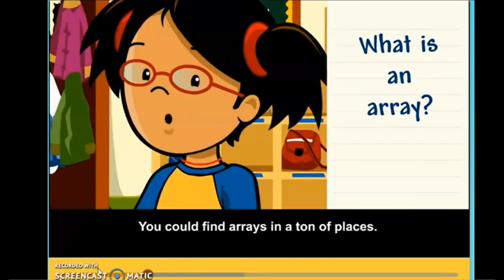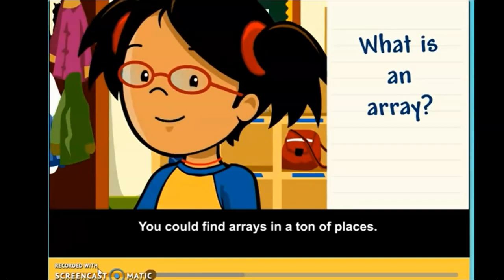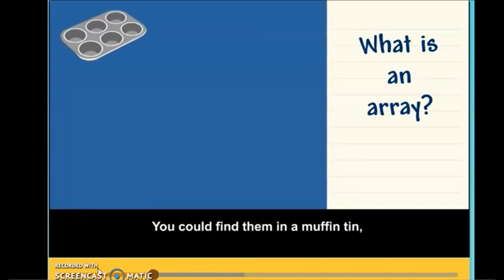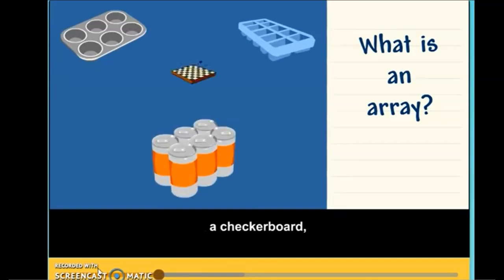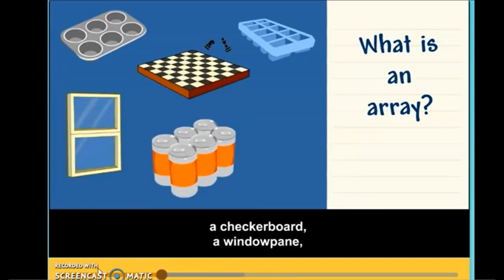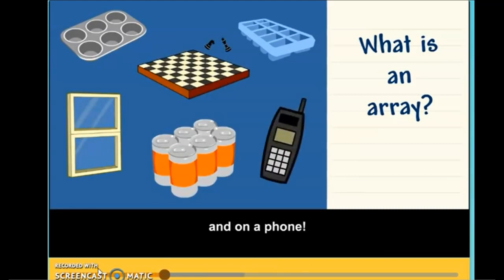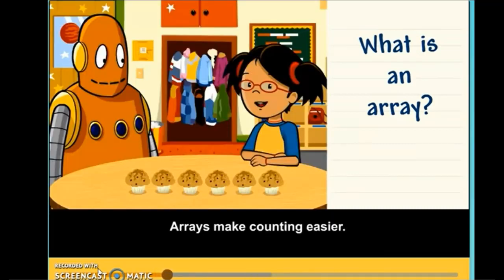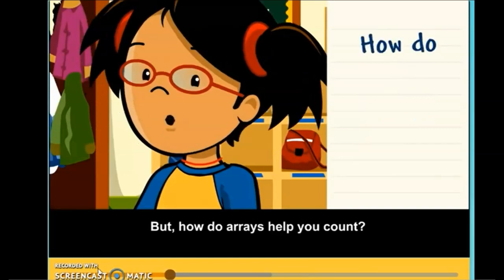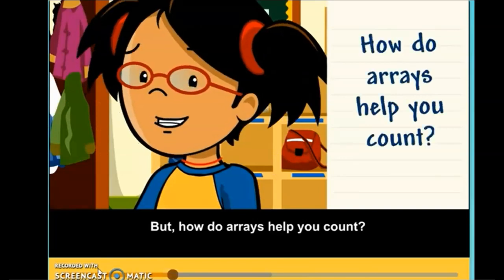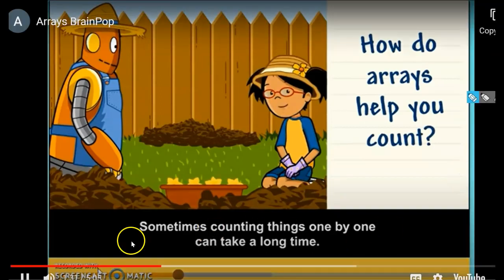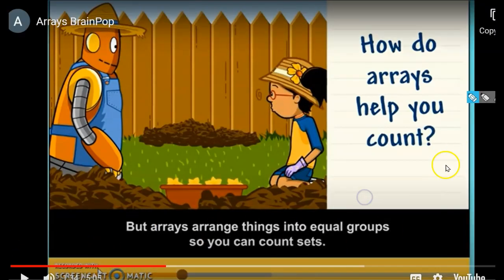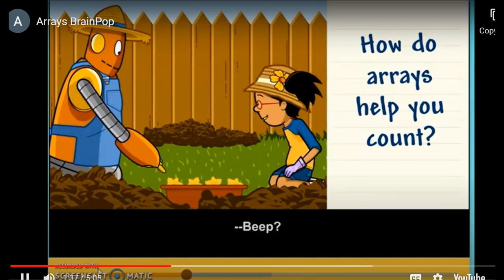You can find arrays in a ton of places. You could find them in a muffin tin, or an ice cube tray, a pack of soda, a checkerboard, a window pane, and on a phone. Arrays make counting easier, but how do arrays help you count? Sometimes counting things one by one can take a long time, but arrays are groups, so you can count sets.